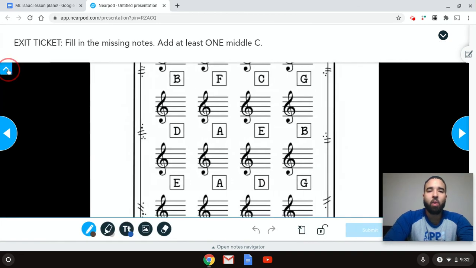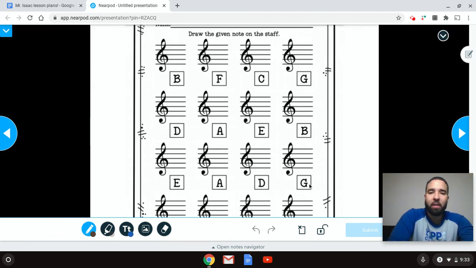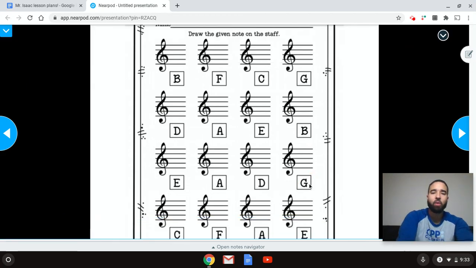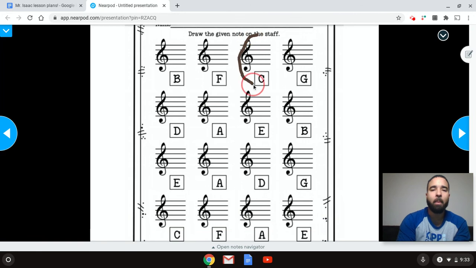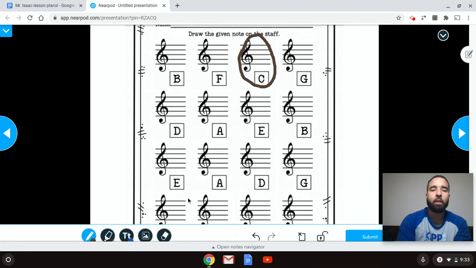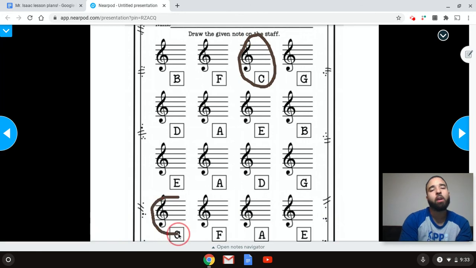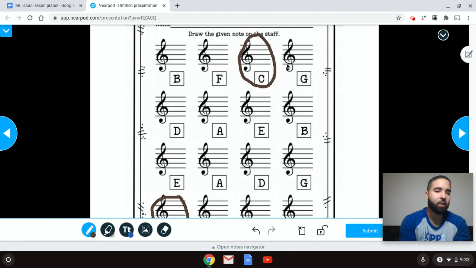Fill in the missing note. Add at least one middle C. So this doesn't say give a middle C. I have two C's here. I have one right here, and I have one down here. All right. One of these, just draw a middle C for me.